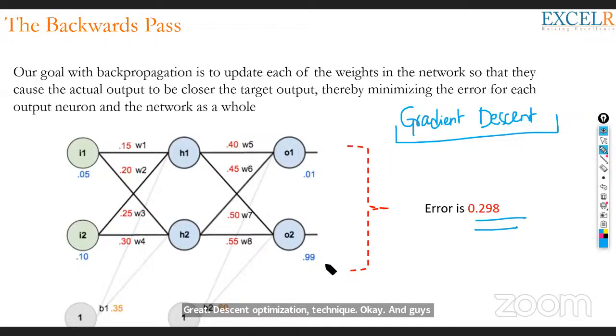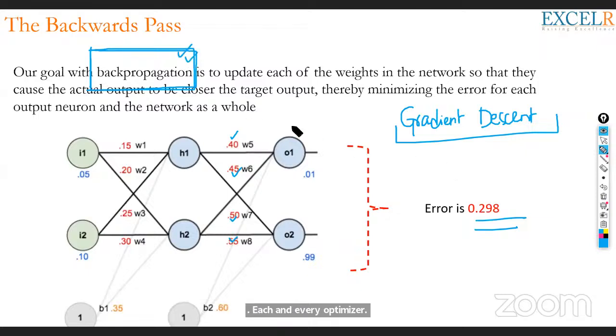And guys, please remember this point, it is very important. Throughout your deep learning or AI based approaches, whatever model you are using, whether a simple neural network, ANN, RNN, LSTM, or any kind of neural network model, when it comes to optimizing these weight values, each and every optimizer will follow the backward propagation technique to optimize these weights so that the error will reduce.